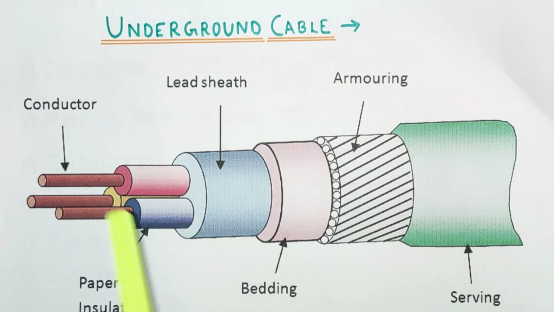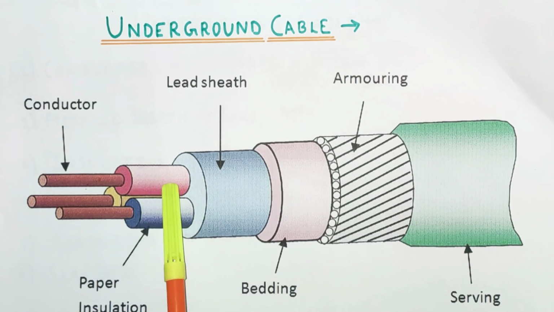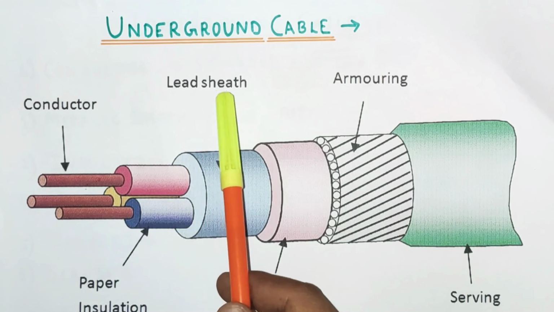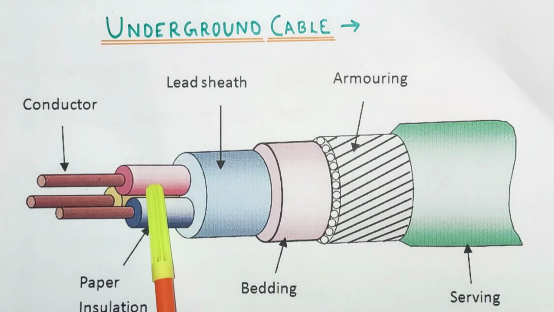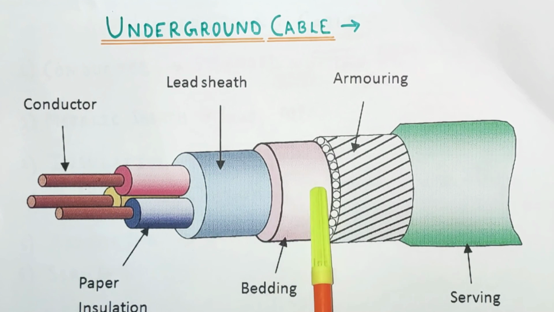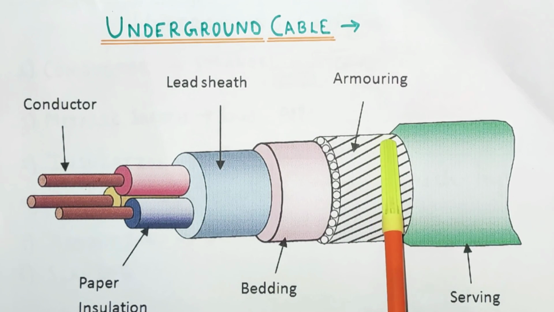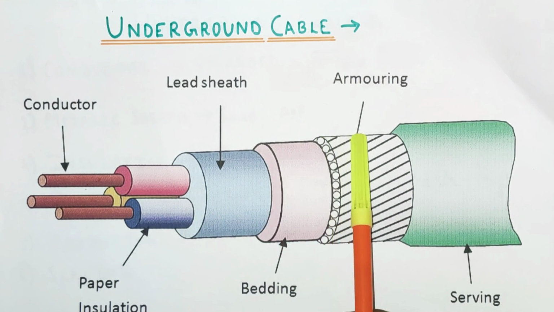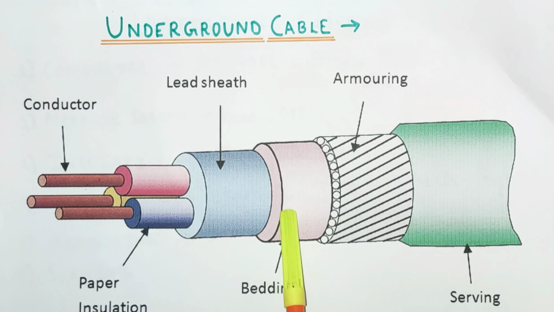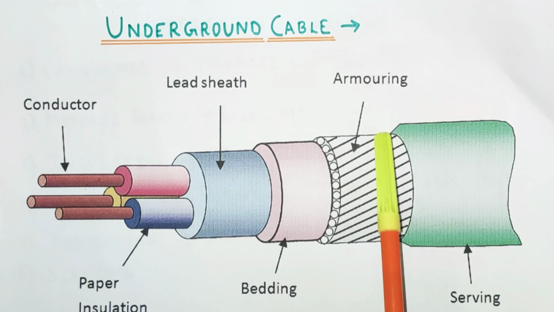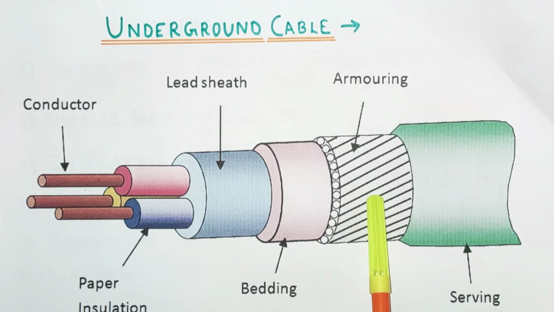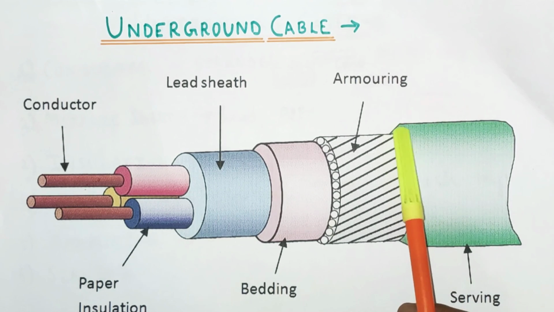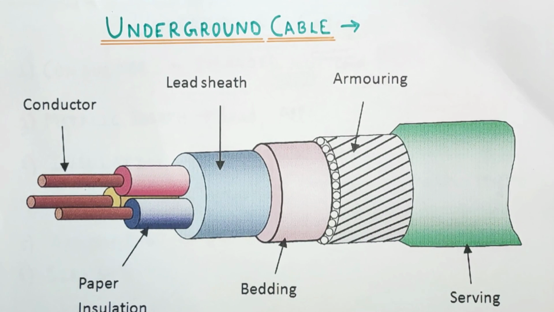In short, again I am telling you: the conductor is for the flow of current, then insulation, then after insulation the lead sheath, which is used to protect insulation from moisture attack. Then bedding protects the lead sheath from armoring, because armoring is also metal and this metal will damage the lead sheath. So we are using bedding between the armoring and lead sheath. Bedding is made up of fibrous material like jute threads, and after that armoring, which prevents mechanical injuries to the cable, and then last is the serving, which also protects the cable from moisture attack. So friend, I hope that all the layers have been explained to you.